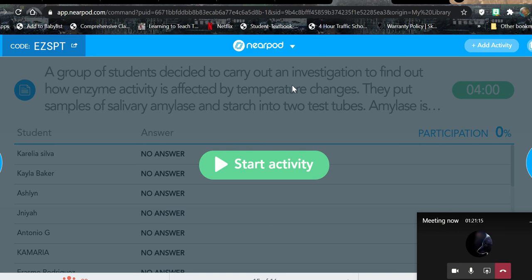Oh, I forgot to change that. Well, they put samples of amylase into starch and starch in 2 test tubes.